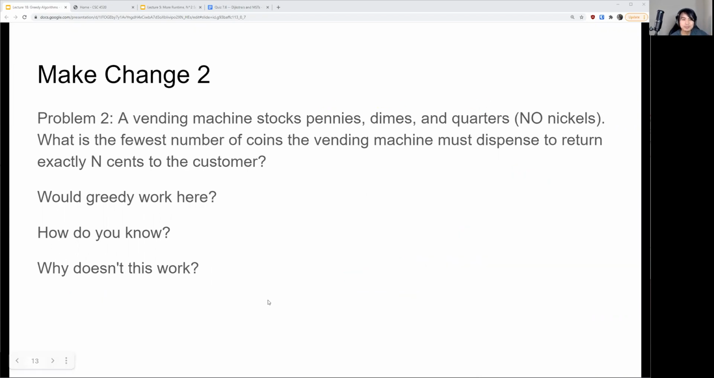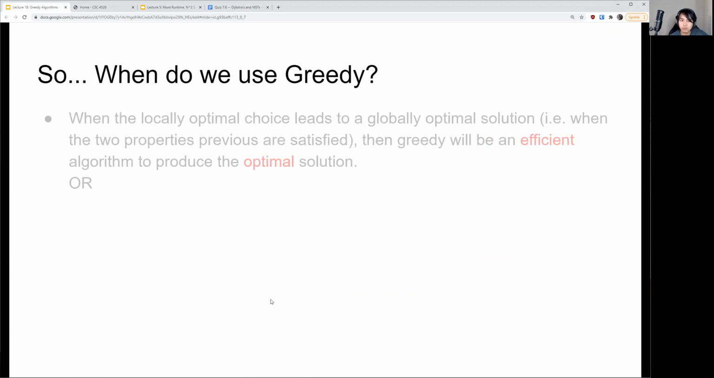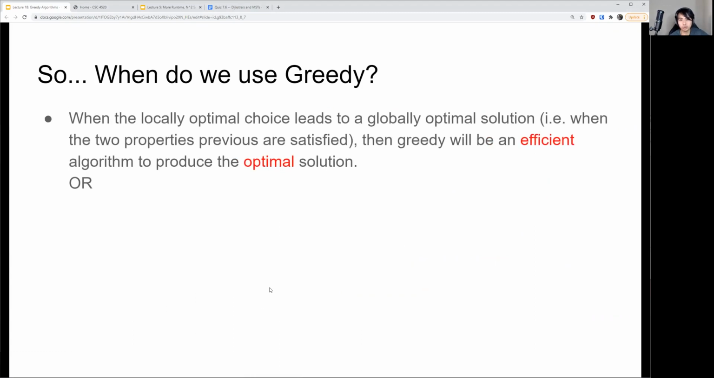So to conclude, when do we use greedy? When the locally optimal choice leads to a globally optimal solution. In other words, when the two properties on the yellow slide are satisfied, then greedy will be an efficient algorithm to produce an optimal solution. Alternatively, when you just need a solution that's good enough, greedy will always be fast. It might not always be optimal, but it'll always be fast.